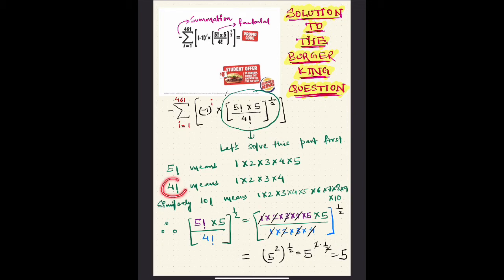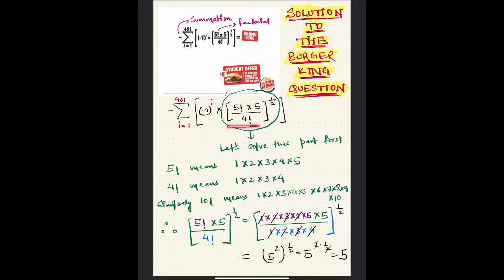Similarly, 4 factorial would mean multiplication of all the numbers from 1 to 4. Similarly, 10 factorial would mean multiplication of 1, 2, 3, 4, 5, 6, 7, 8, 9 until 10. This is a simple meaning of factorial. We'll play more with this in your higher grades, but as of now, if you are sure with this definition of factorial, we are good to go for this question.